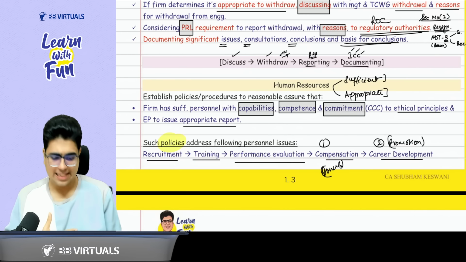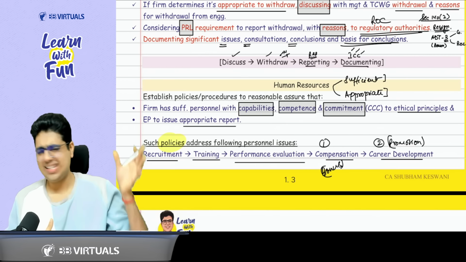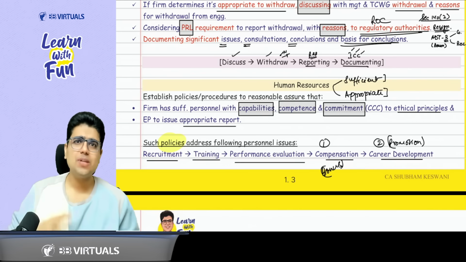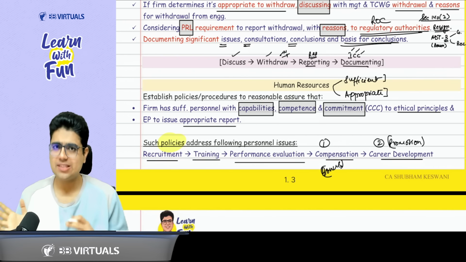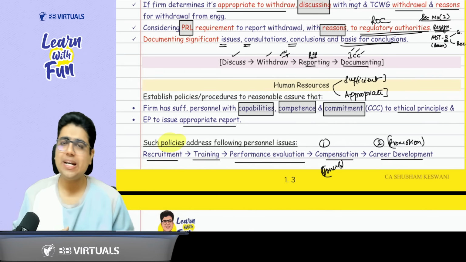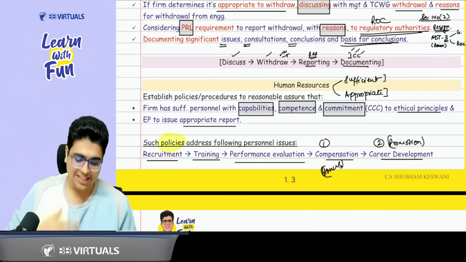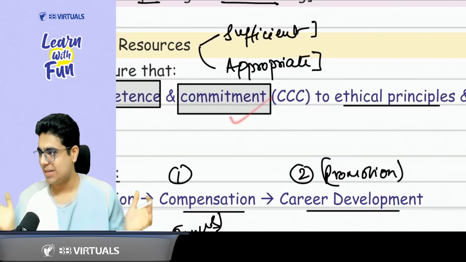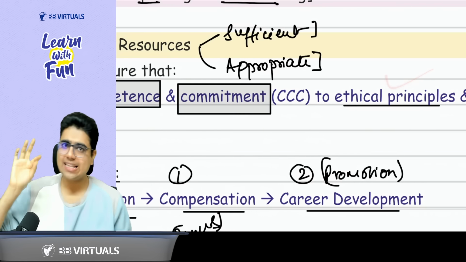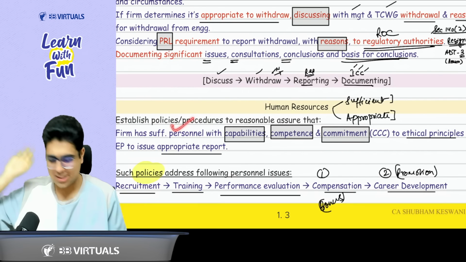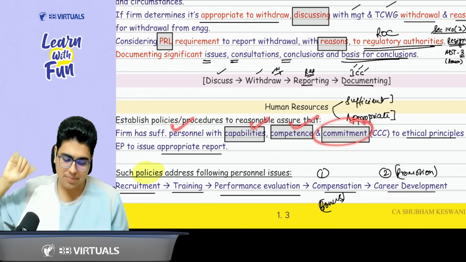Now let's go to the next element which talks about human resource. It's very easy. Just need to read it and understand it. How should the human resource in the firm be? Sir, they should be sufficient and appropriate. Appropriate means they should be competent, capable, with time and resources. Competence, capability. They should have commitment, commitment to do their work ethically. So just remember they should be sufficient and they should have competence, capability, and commitment to ethics.